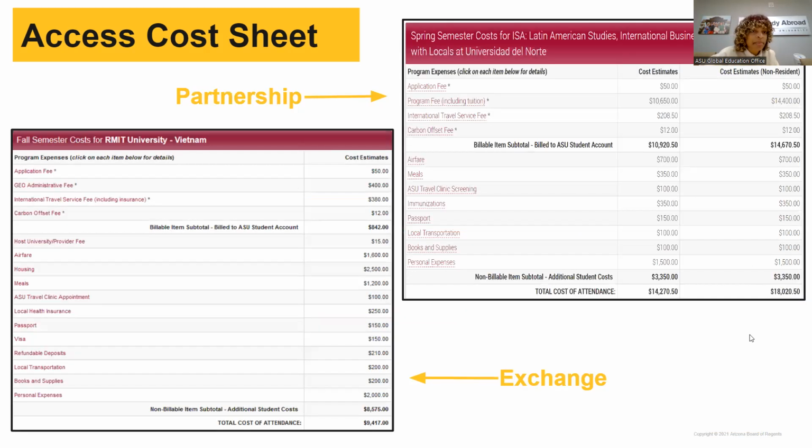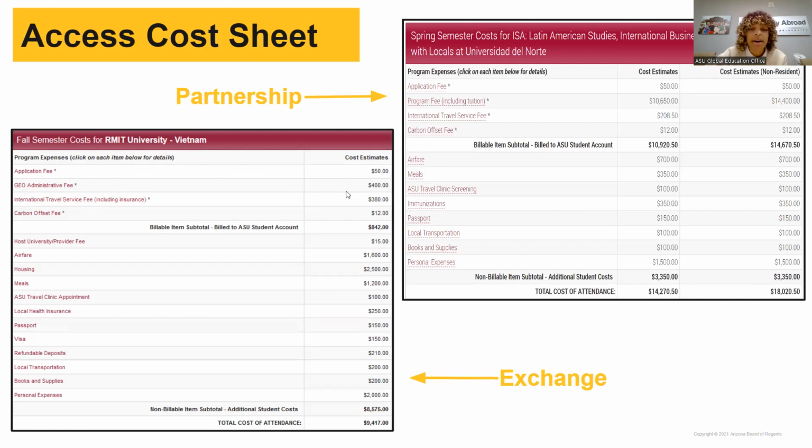These are examples of cost sheets for long-term programs. So I'll start with this first one, foreign exchange program. How to read this is these first few costs, so the application fee, the GEO administration fee, international travel service fee, and the carbon offset fee. These line items are the billable totals to ASU.